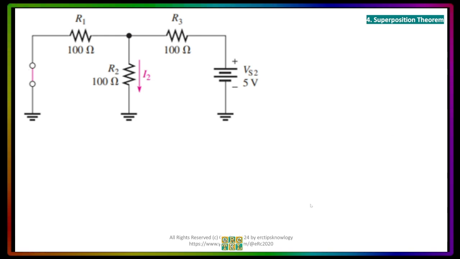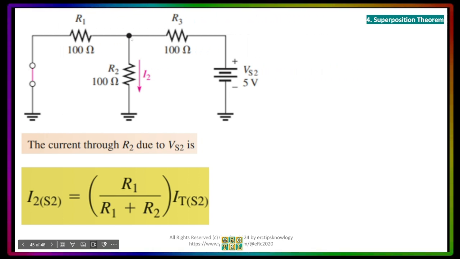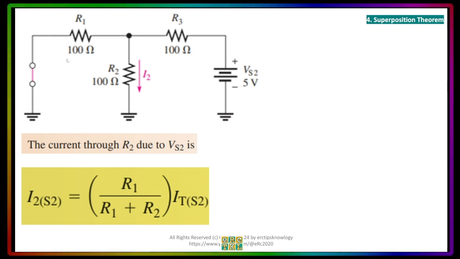Now, we got the I total. We can get now the I2 using the current divider rule, which is R over R plus R multiplied with the current that will go to this junction. Now, remember that the R3 is the series resistor here, and R1 and R2 are the parallel. So, the I2 will be the opposite resistor, which is R1. That's why here we put R1 over the sum of R1 plus R2 and multiply it with the I total coming from VS2. That's why you will see here the I total with respect to S2. It does not mean you will multiply, all right? The S2 here means subscript.